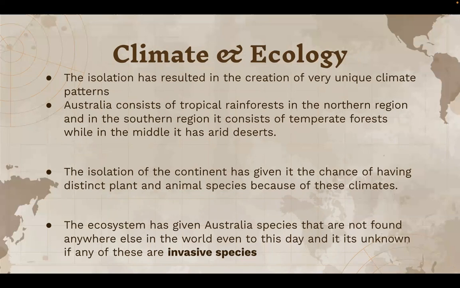The isolation of the continent has given the chance of having distinct plant and animal species because of these climates, which is pretty cool if you look at it from the science perspective. So the ecosystem has given Australia species that are not found anywhere else in the world, even to this day, and it is unknown if any of these are invasive species. What I mean by that is these species never interacted with any others outside of Australia. So we can't really know if the species will coexist or they'll just take over each other, or we don't know what problems could arise.